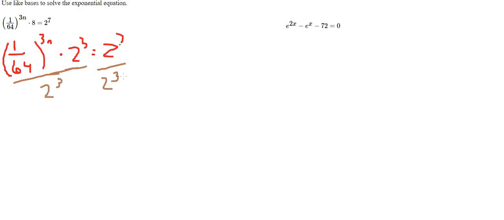So when we do that, 2 to the 7th divided by 2 to the 3rd, well, of course, when we divide, we subtract the exponents, and 7 minus 3 is 4. So on the right side, we're going to have 2 to the 4th power. And on the left side, now we're just down to 1 over 64 to the 3n power.